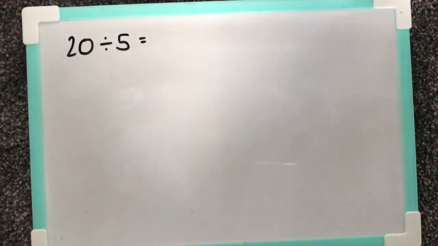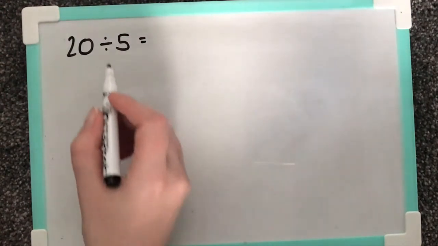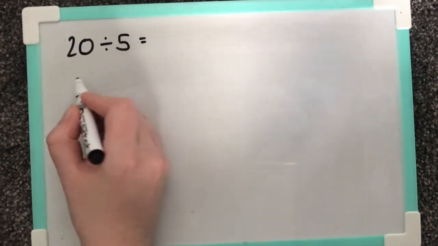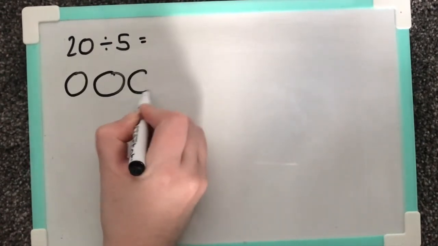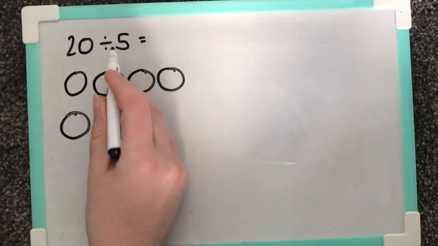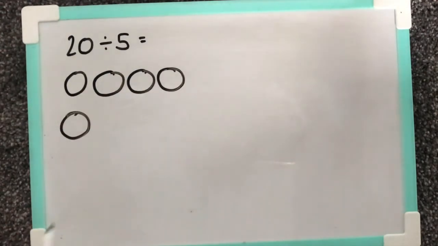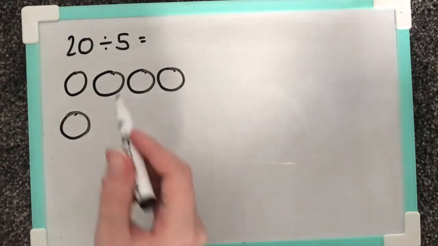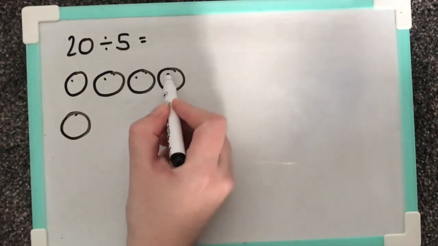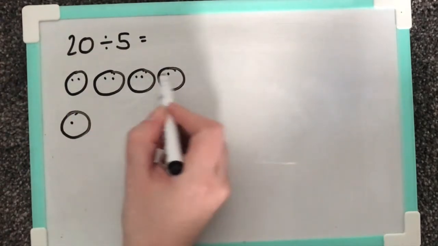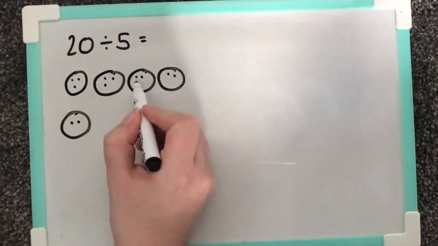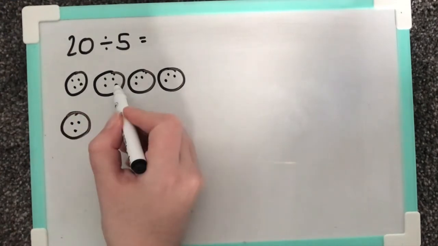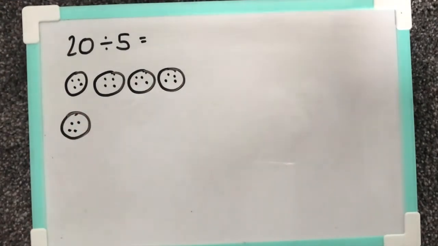Okay, 20 divided by 5. We need to draw 5 circles. 1, 2, 3, 4, 5, because we have 5 groups. Now we want to share 20 into them equally. 1, 2, 3, 4, 5, 6, 7, 8, 9, 10, 11, 12, 13, 14, 15, 16, 17, 18, 19, 20.